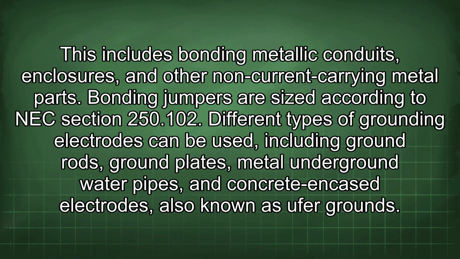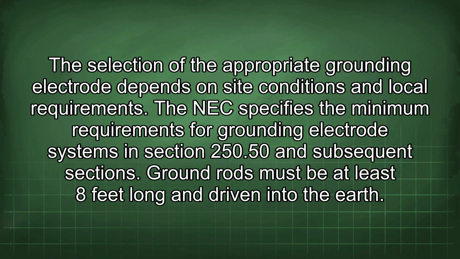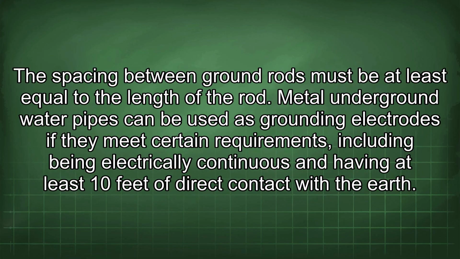The selection of the appropriate grounding electrode depends on site conditions and local requirements. The NEC specifies the minimum requirements for grounding electrode systems in Section 250.50 and subsequent sections. Ground rods must be at least 8 feet long and driven into the earth. The spacing between ground rods must be at least equal to the length of the rod.